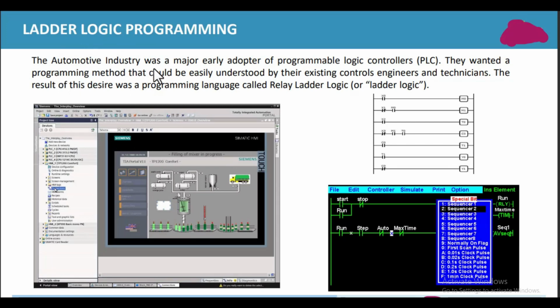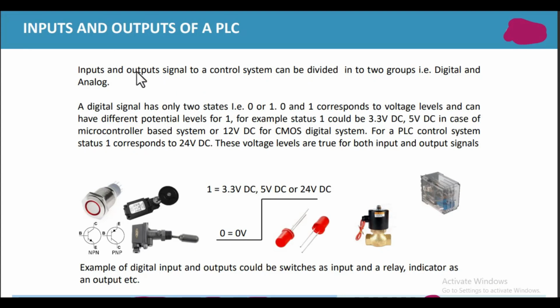Ladder logic programming. The automotive industry was a major early adopter of the programmable logic controller (PLC). They wanted a programming method that could be easily understood by their existing control engineers and technicians. The result of this desire was a programming language called relay ladder logic, or ladder logic. This is ladder logic programming, which is the most modified form of PLC programming, and it can be used to program a PLC in sequence. This is the first sequence, second sequence, third sequence, in steps like a ladder, and it controls the program in steps. And this is its graphical form of a program, with inputs and outputs of a PLC.